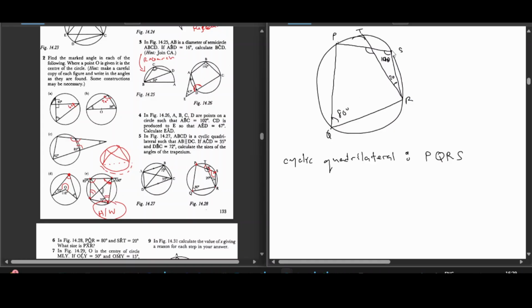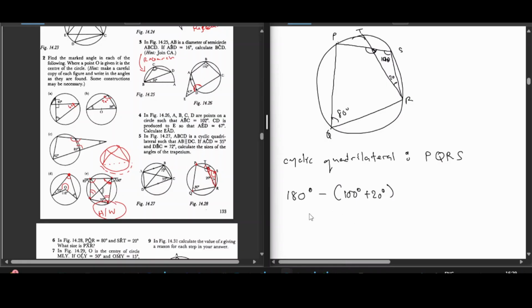But having found this 100, can you see that this small angle remains? How do we find this small angle? We just say 180 subtracting 100 plus 20, because it is a triangle. So you should have an eye to notice my triangle is a cartoon. So this is basically 180 minus 120, which is equal to 60 degrees. So this is 60 degrees.